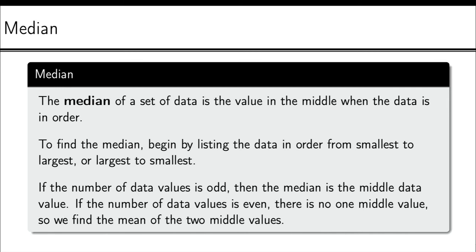So what we're going to do to find this is list your data in order from smallest to largest, and then find the middle number. It could be that there's not one number in the middle, but two, in which case you just find the mean of those two, and that will be the median. And there may be just one single number in the middle, in which case that's the median.